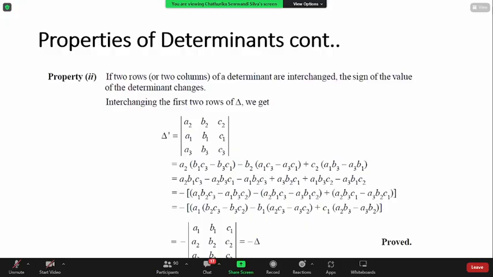Right. So property number 2: if two rows or two columns of a determinant are interchanged, the sign of the value of the determinant changes. What they are saying is, for example, if we consider these two columns, I'm exchanging the first column with the second column. I'm exchanging these two columns.